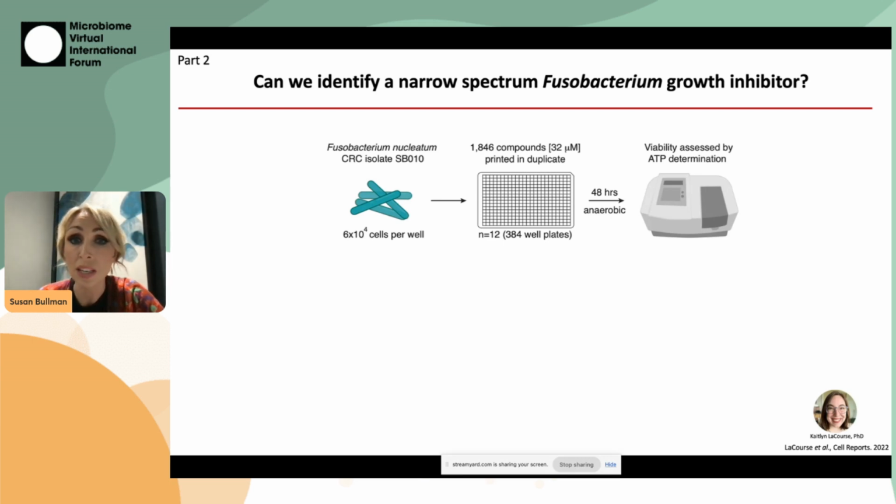And to do this, we initially began a small molecule screen. Here I'm showing you the layout. This was work led by LaCourse, who was a postdoc in my group at the time. It was a very simple approach where we had a range of small molecules printed on plates in duplicate, at a specific 32 micromolar concentration.